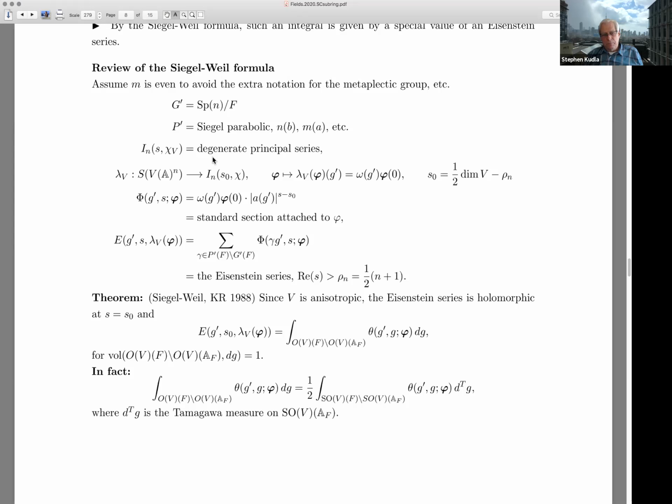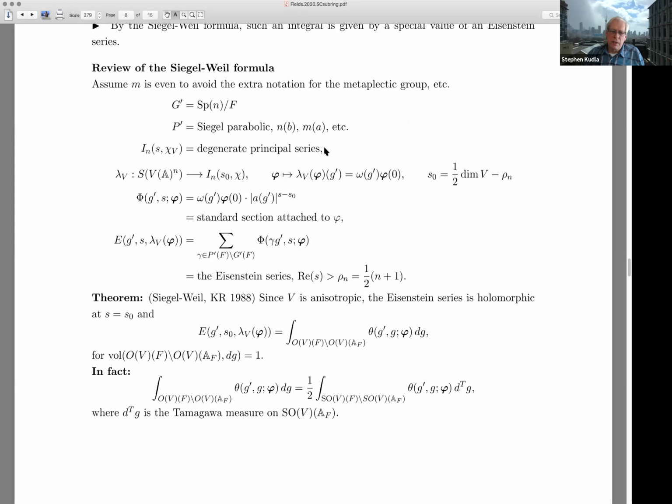In any case, the degenerate principal series is what you get by inducing a character of the determinant of the GLn up to the adelic symplectic group. And the character I'm going to take will be the chi V, which we have, where the chi is chi V coming from our quadratic space. Okay, so of course, you can form from such an induced representation an Eisenstein series, which I discussed in the pre-talk.